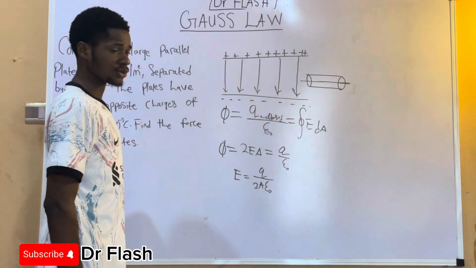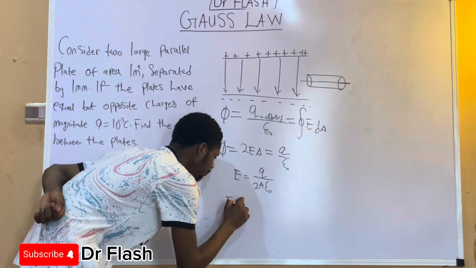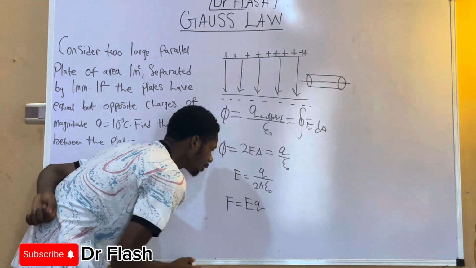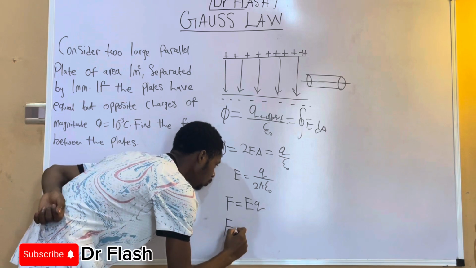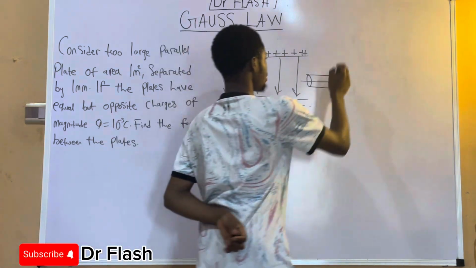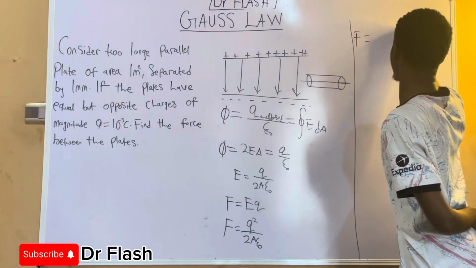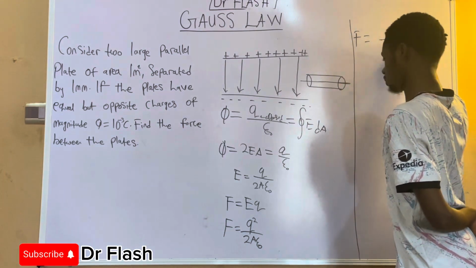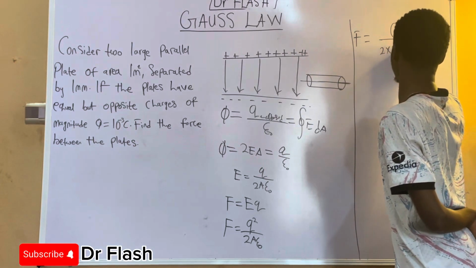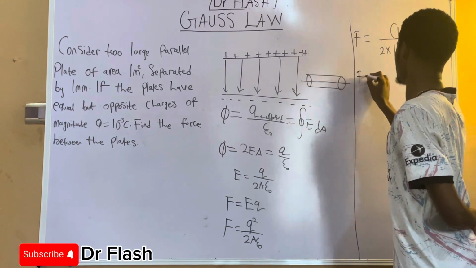Now we have to calculate the force. To calculate the force, remember that F is equal to what now? F is equal to E times Q. So if I plug this in, I'm going to get F equals Q squared divided by 2A times the permittivity of free space. Now if we continue with that, we're going to get a value of F. We're given Q as 10 to the power of minus 3, all squared, divided by 2 times the area, in this case 1, times the permittivity of free space, a constant, 8.85 times 10 to the power of minus 12.